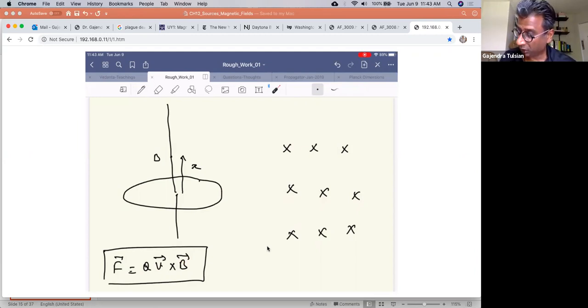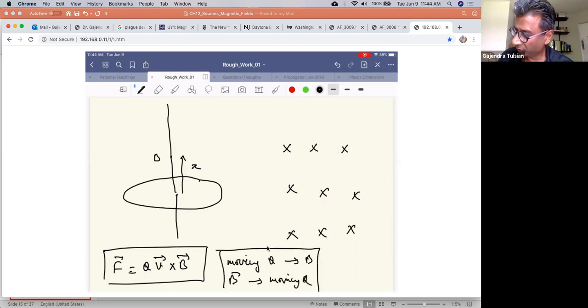So again, there's a lot of symmetry to physics laws. Moving charges, remember, produce magnetic fields, and magnetic fields influence moving charges. Okay, anyway, that's just an aside.